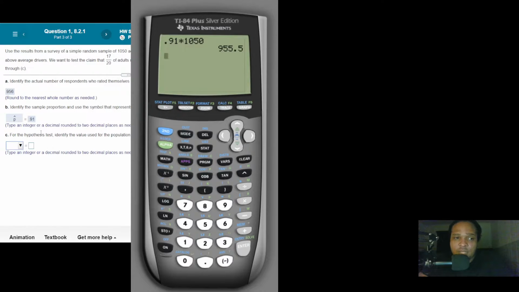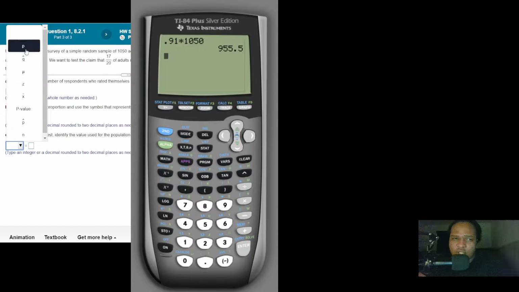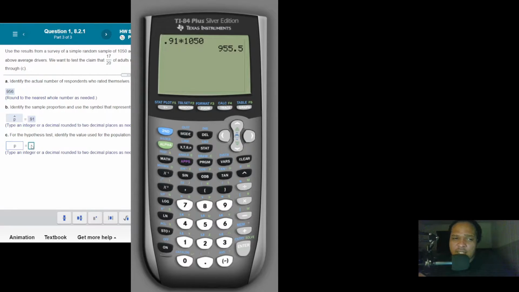Excellent. Now for the hypothesis test, identify the values for the population proportion. The population proportion is always just a regular p, and it's equal to whatever your claim number is equal to. So where's our claim number? Remember, the claim number is usually inside of the same sentence that has the word claim in it. So it says, we want to test a claim that 17 over 20, blah, blah, blah. That's your claim number right there, 17 over 20.